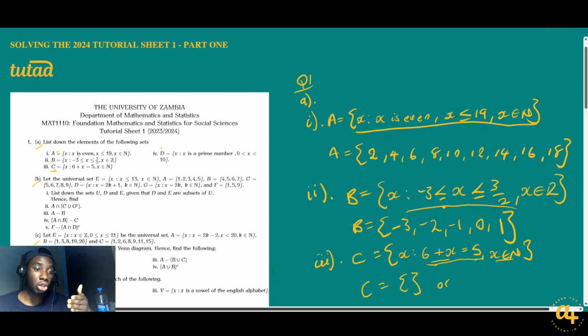We can also use this symbol here, the O with a line cutting through it. This symbol can also be used to mean that set C is empty. So we can either use the pair of empty braces or this symbol right here. So set C is basically an empty set. Alright, that's the final answer. Set C is an empty set.